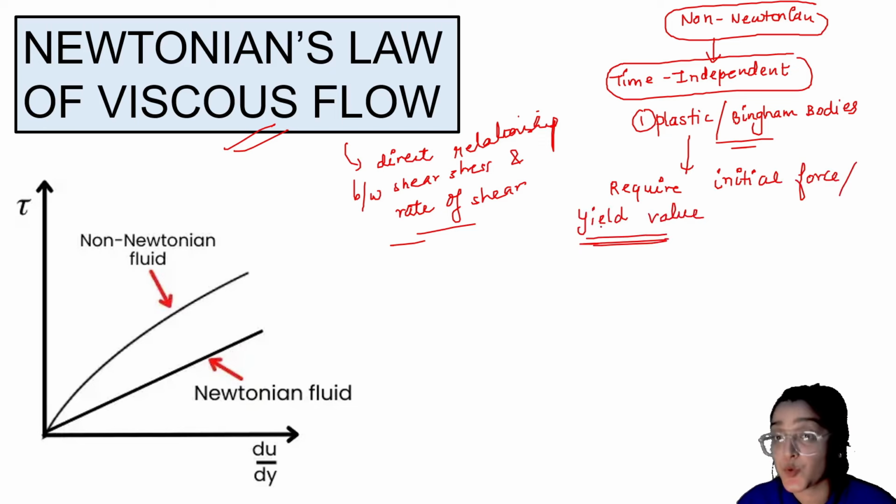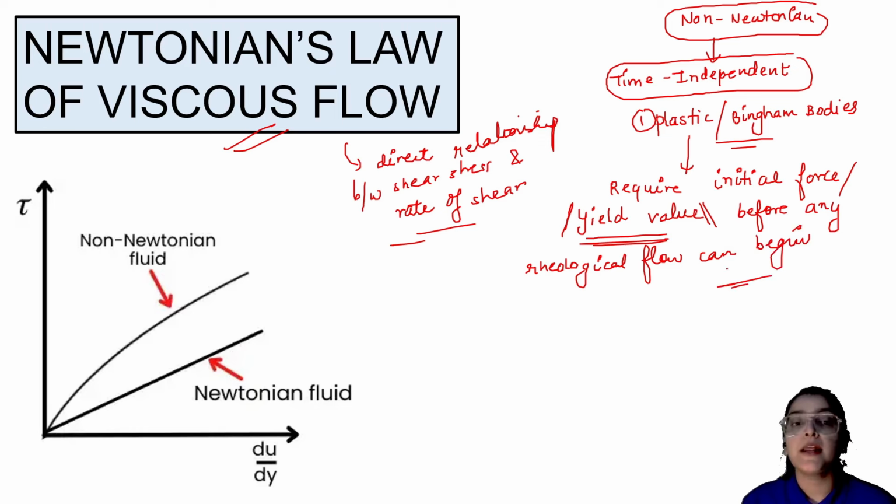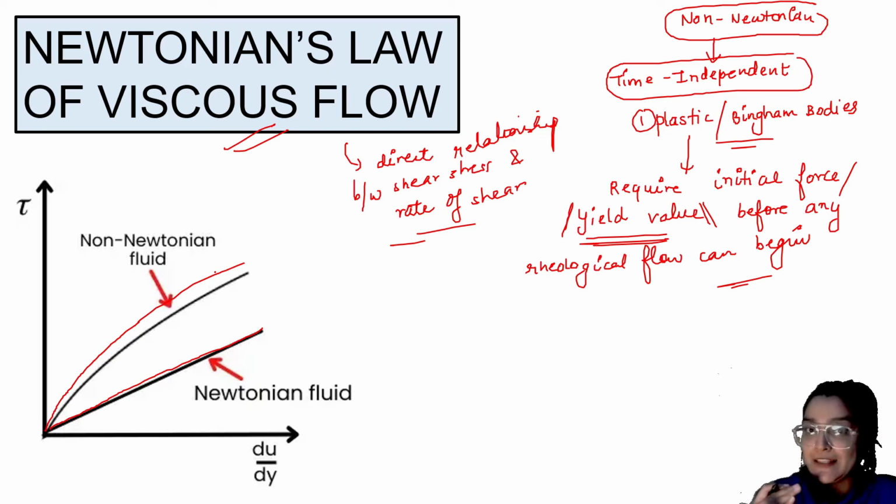Students, you should know this, you should note it down. This initial force is nothing but the yield value before any actual rheological flow can begin. Okay, now from here you have seen the graph also. As I have mentioned, in the Newtonian one the graph will be a straight line. In case of the non-Newtonian one, you can see the non-compliance with Newton's law, from the plot itself you can see that this is not in compliance with Newton's law.